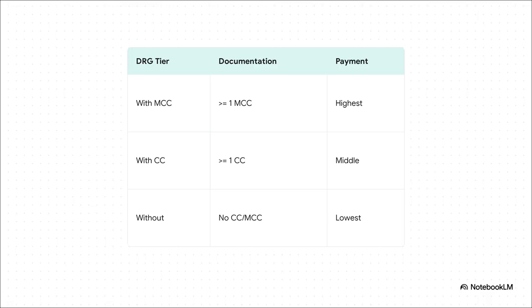It drastically increases the relative weight in the hospital's reimbursement. A standard CC bumps you to a middle payment tier, while cases lacking either of those drop to the lowest tier. Precision here is literally everything.